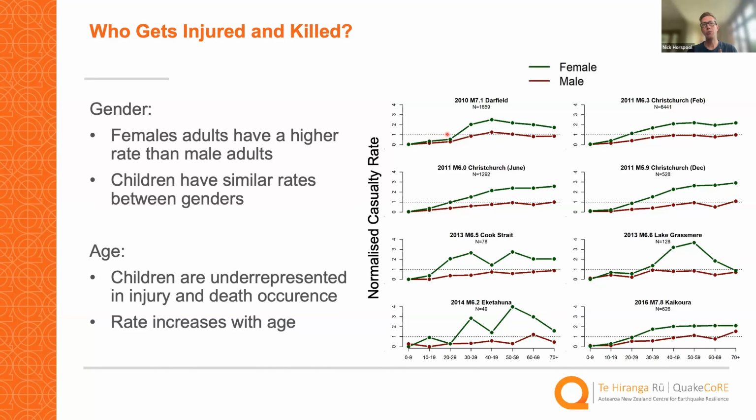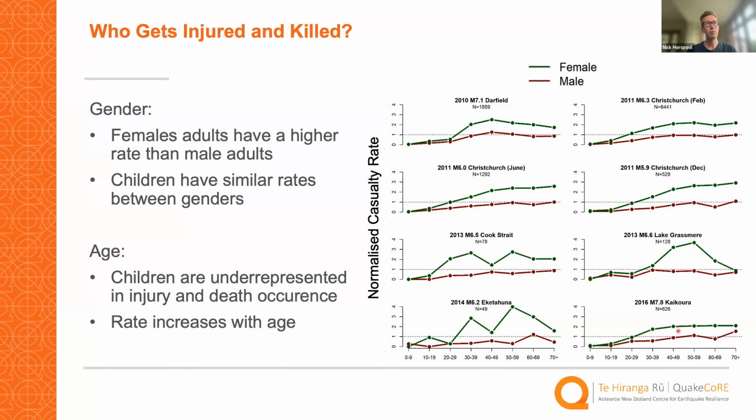So for our younger age groups from 0 to 9, 10 to 19, and 20 to 29, they're actually underrepresented in the injury statistics. And adults and elderly are overrepresented. And we can see that gender divide only really occurs in adults, as the rate in children between genders is roughly the same. Some of these events, such as Cook Strait and Lake Grasmere and Eketahuna, have small numbers, less than 100, so we get a bit of volatility in some of the trends. But if we look at the larger events with more injuries, such as Darfield, Christchurch, and QuakeCoRE, we see a stable trend that's reflective across all of these events.